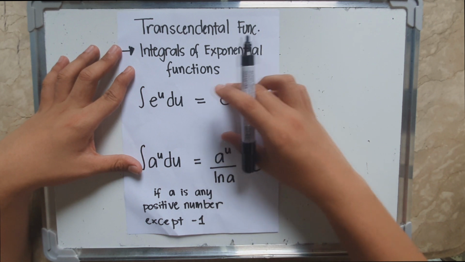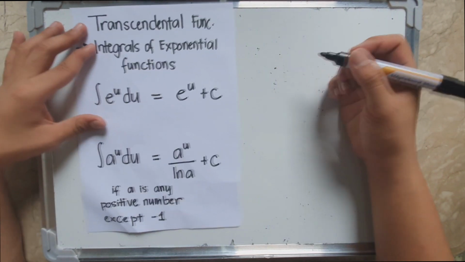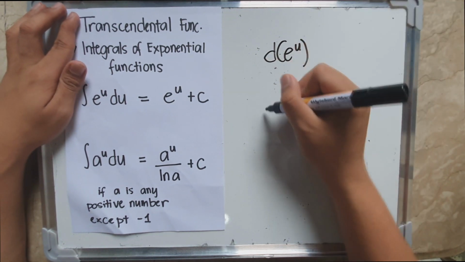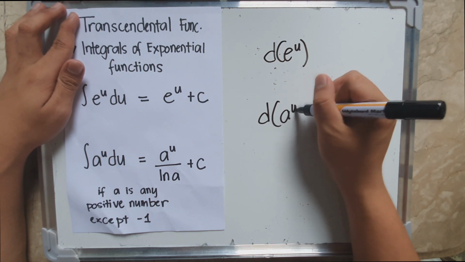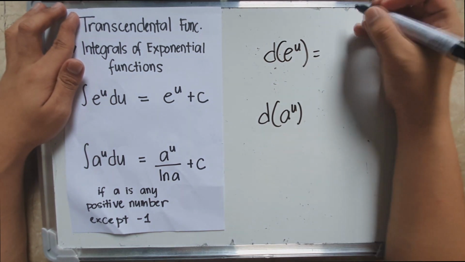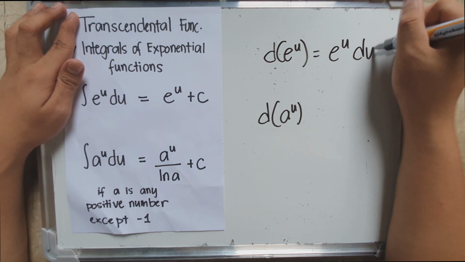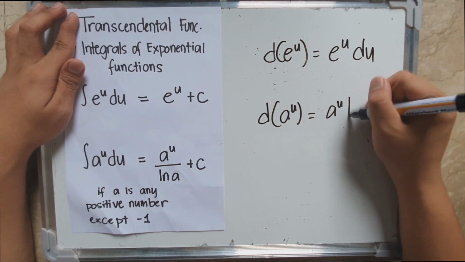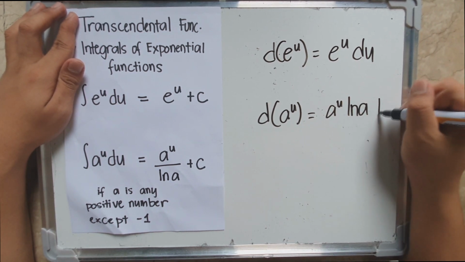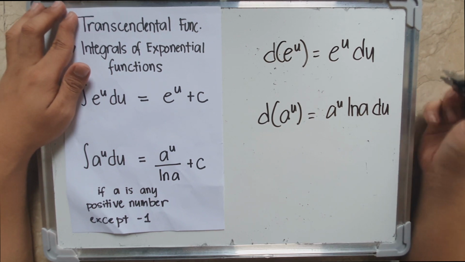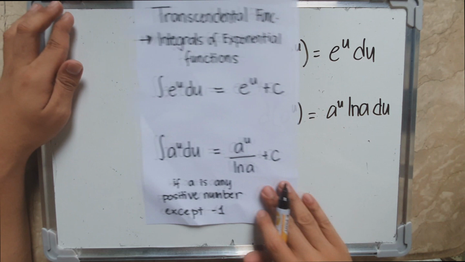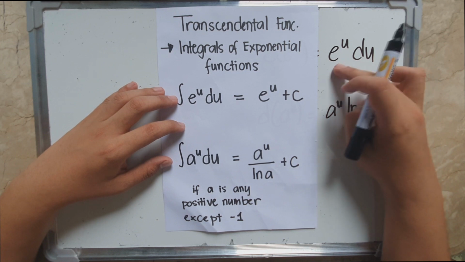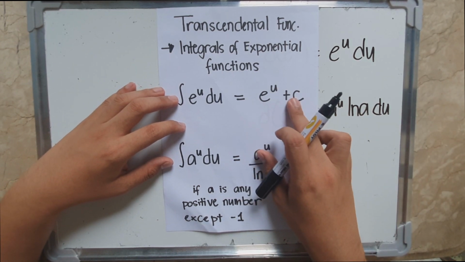This is basically from the derivative formulas. So the derivatives of the transcendental functions: the derivative of e to the u is e to the u du, and the derivative of a to the u is a to the u ln of a times the derivative of u. So taking the integral of this side, we have now the formulas. Okay, we have the two formulas. The integral of e to the u du is e to the u plus c.